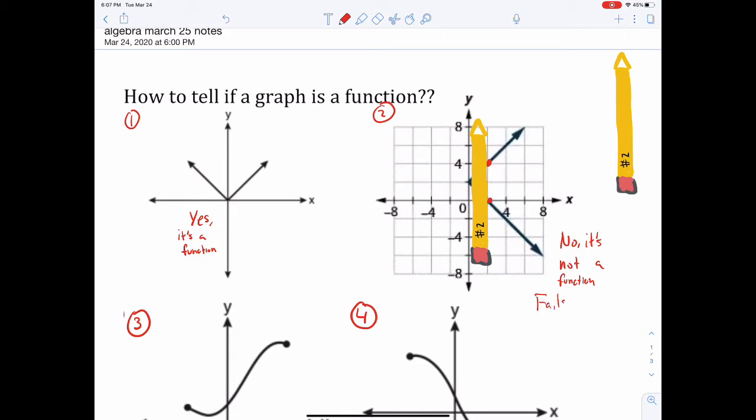We say it fails the vertical line test. Vertical because it's going up and down.